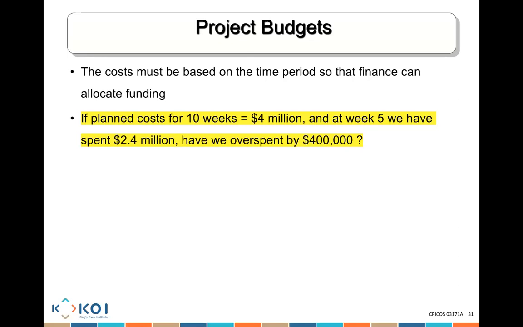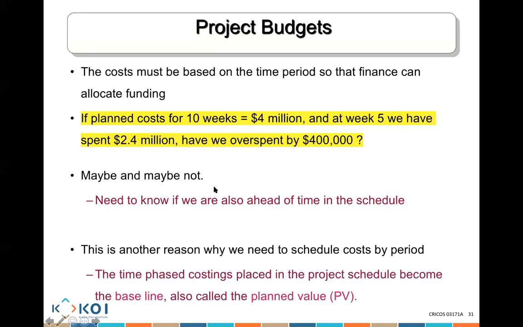If I spent more money, it doesn't mean that I'm over budget or under budget. If I spent more, it could mean, well, yes, I spent more, but I already finished 6 weeks more than what I should finish. I might have been working very efficiently, and that's why I spent more money and finished more job. So maybe yes, maybe no.